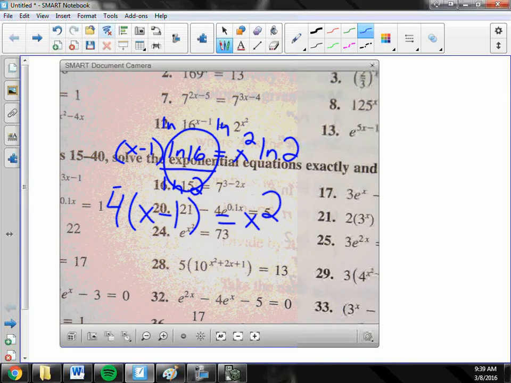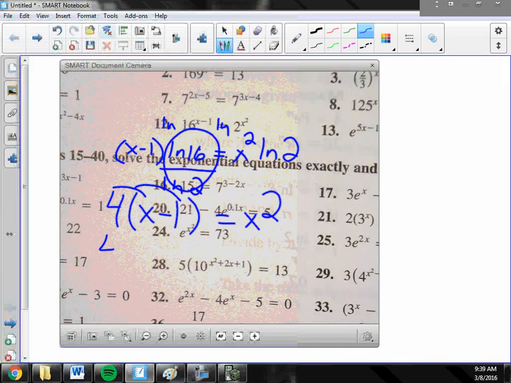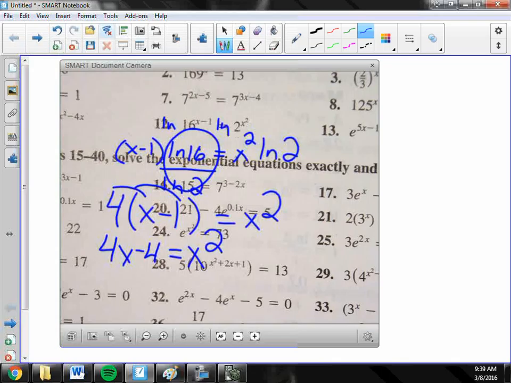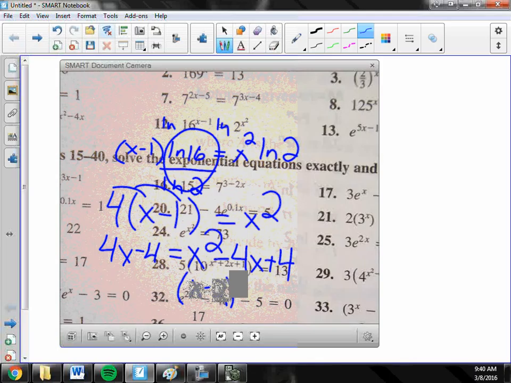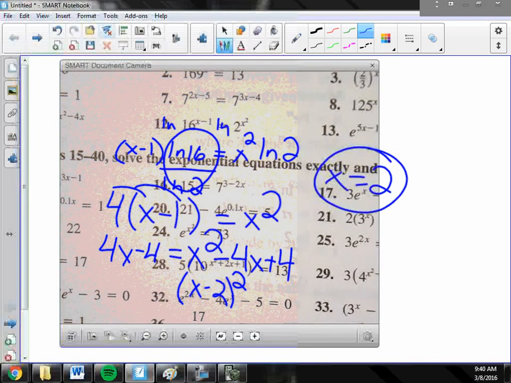Distribute the 4. So 4x minus 4 equals x squared. Move everything to the right. x squared minus 4x plus 4. How does that factor? There are two numbers that multiply to be 4 and add to be -4. -2 and -2. So it's (x minus 2) squared. So this actually has one answer, +2.